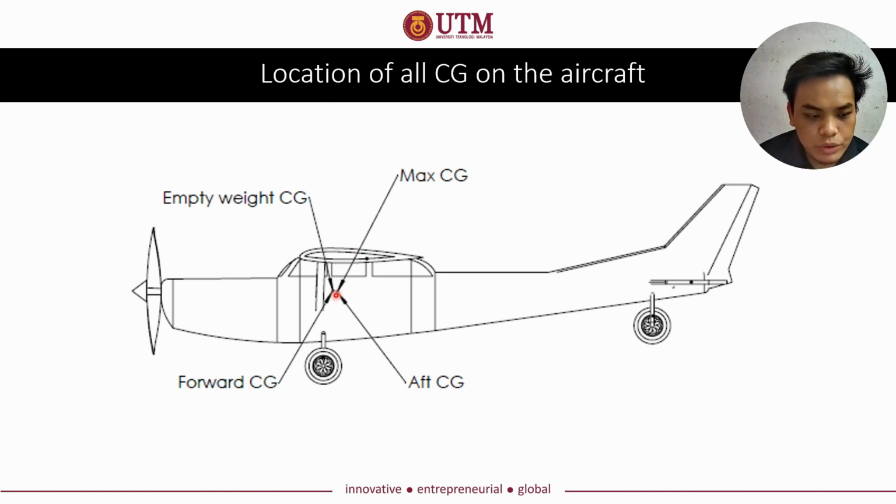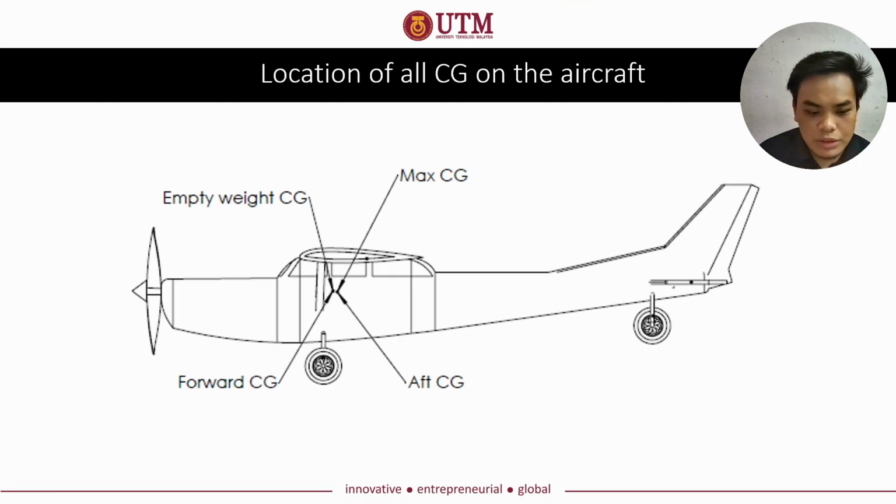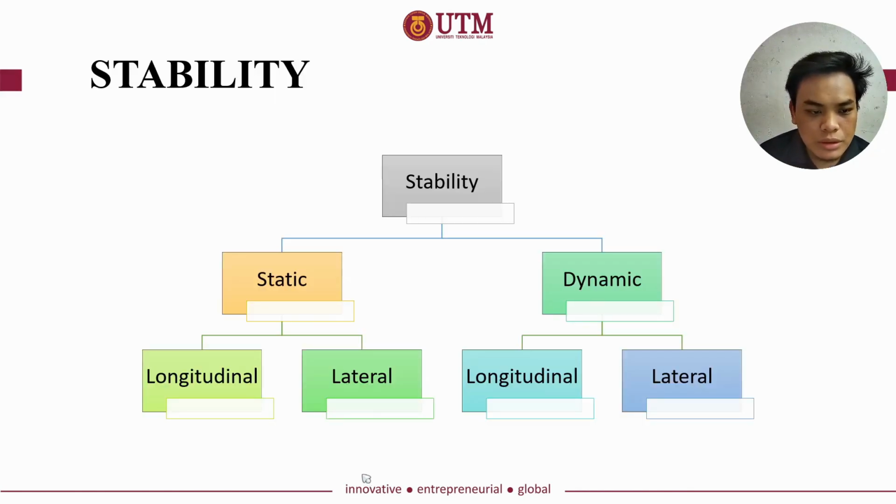So this is the total, all the locations of all CG on the aircraft. There are 2 points, since the forward CG and empty weight CG are located at the same point, and the aft CG is located at the same point as the maximum weight CG. Okay, so let's take a closer look at it. There's a difference between these 2 points actually, but it's not that much. So that's for CG, and now we move on to stability.